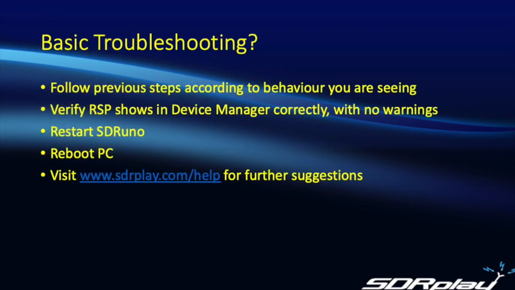Now we've covered all the common issues and how to resolve them. So your basic troubleshooting guide would be, depending on what error message you see, follow the steps that we've previously covered showing how to overcome them. Verify that your RSP shows correctly in Device Manager. If necessary, restart SDRuno. If that doesn't work, reboot the PC. If you still have problems after that, then please visit us at sdrplay.com for further suggestions and perhaps to open up a help ticket.